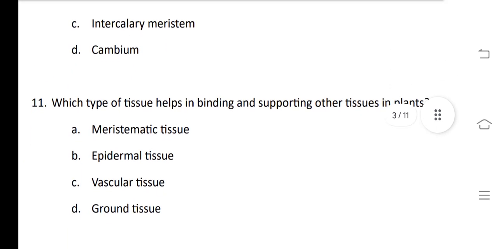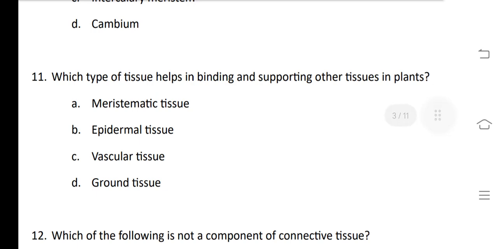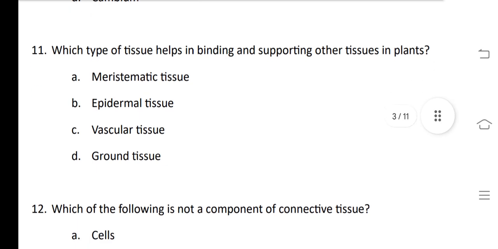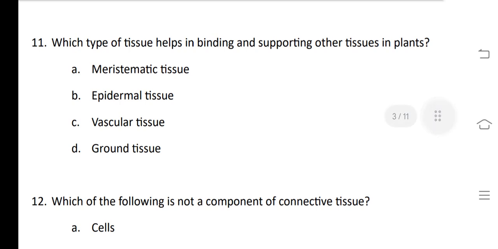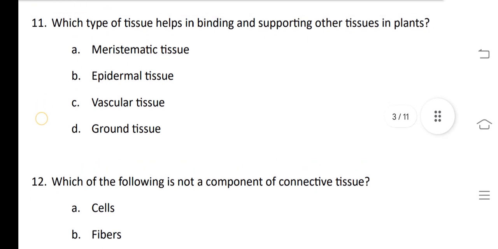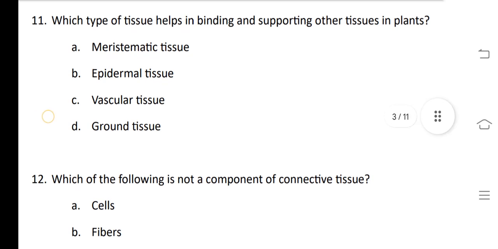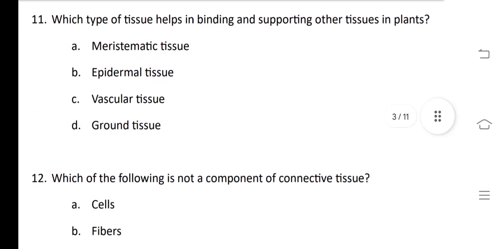And our next question is, which type of tissue helps in binding and supporting other tissues in plants? That is our vascular tissue, which supports other tissues to live with the flow of water, minerals and food through xylem and phloem.